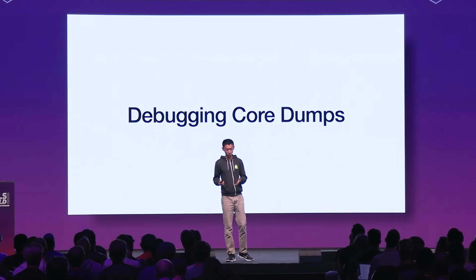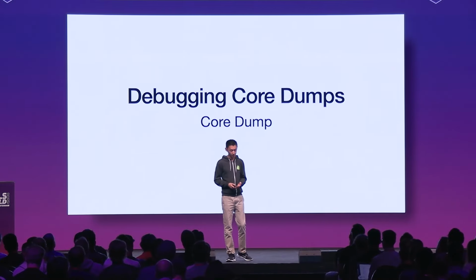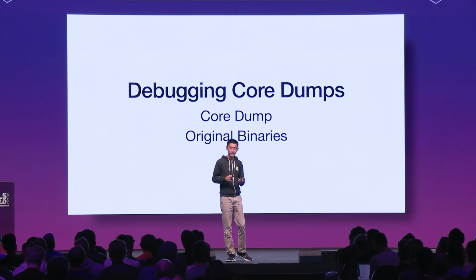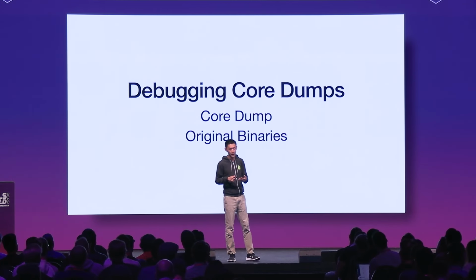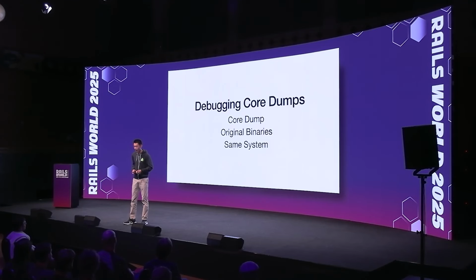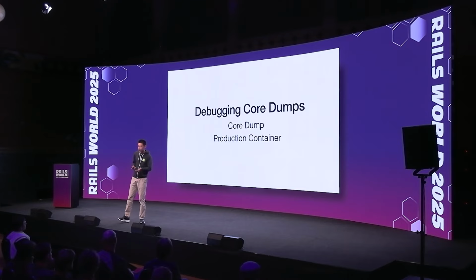So in order to debug core dumps, we need the following things. Of course, we'll need the core dump file. We'll need the original binaries of Ruby, system libraries, and native gems. We need these because they contain the symbols in order to output meaningful stack traces, structure definitions, and variables. And we need to be on the same operating system and usually the same CPU architecture as the production system. Those are quite a few requirements, but fortunately, if you're using a container system like Docker in production, you can instead just use the production container to debug the core dump.